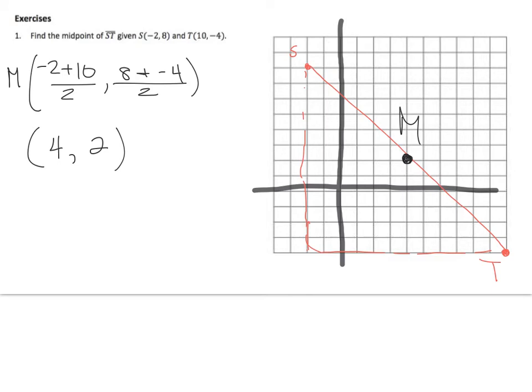Cool. I can also do this. 1, 2, 3, 4, 5, 6. 1, 2, 3, 4, 5, 6. Midpoint. Awesome.